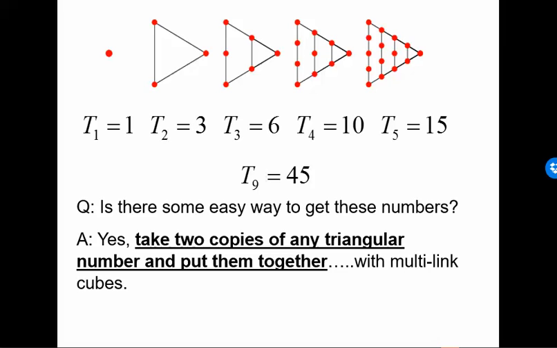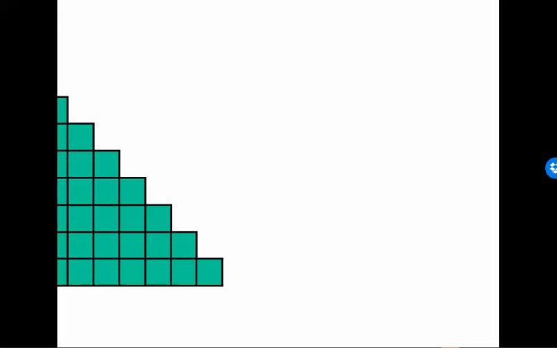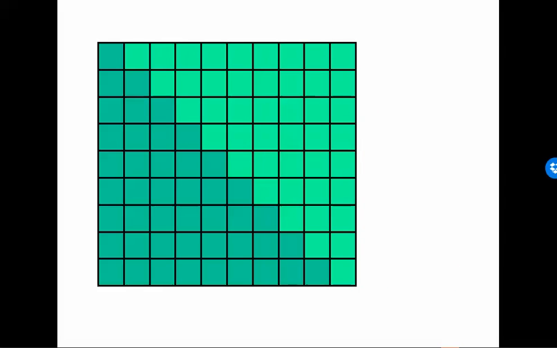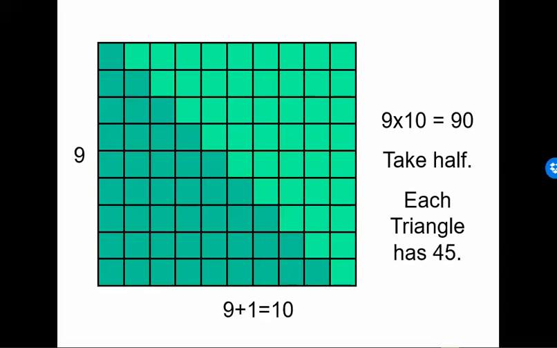Take 2 copies of the triangular number and put them together, like with multi-link cubes. There's the first triangular number. There's another copy of it, and notice that we have a rectangle. If it's the ninth triangular number, it's 9 on that side, and 9 plus 1, which is 10 on this side, which means we have 9 times 10, which is 90, and we take half of that because we doubled it, and we get 45. And in fact, the ninth triangular number is 45.